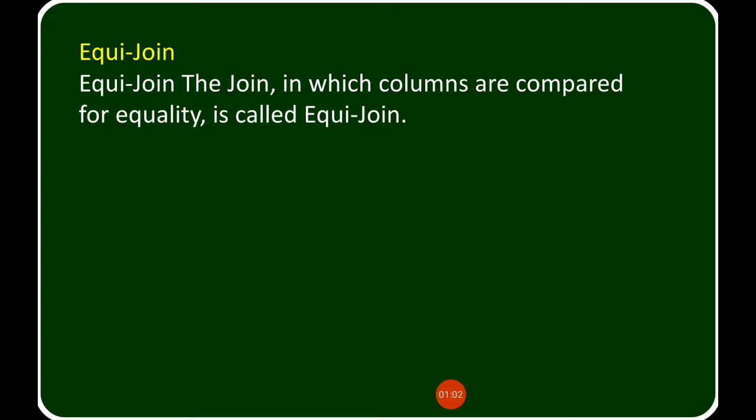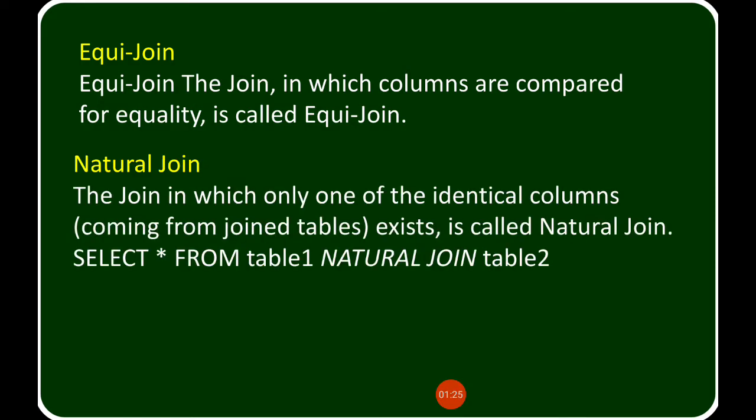So there are two types of joins we are going to see today. One is equijoin. Equijoin is the join in which columns are compared for equality. So wherever the columns have identical values, only those matching column values will be shown. And the other one is natural join, the join in which only one of the identical columns coming from the joined tables exists, is called natural join.